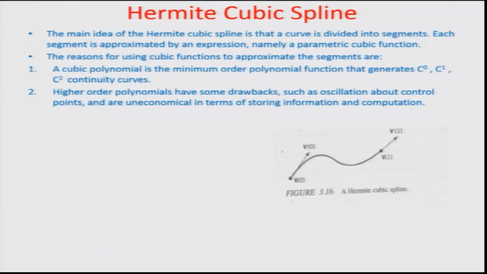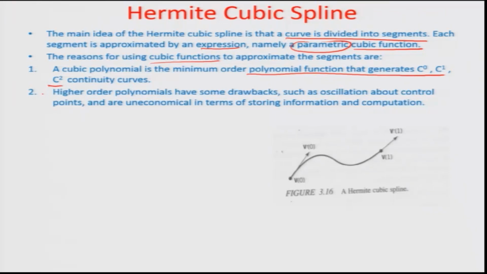So, what is a Hermite cubic spline curve? The main idea behind this particular geometry is that it is a curve that is divided into segments. Again, each segment is approximated by an expression, namely a cubic function. In this case, it is a parametric cubic function, and there are a variety of reasons for using cubic functions to approximate the segments. One of them is that the cubic polynomial is the minimum order polynomial function that generates all three continuity curves.